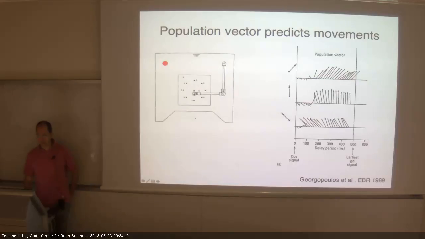And then after some time, there's a go cue, which allows him to go. So at the beginning of the trial, he's holding his hand in the middle. Then this dot appears, tells him that he will need to go in this direction. And then, let's say, the dot disappears, and then he needs to move in this direction. Okay, very simple. And so what this allows is for the monkey to prepare for the movement.